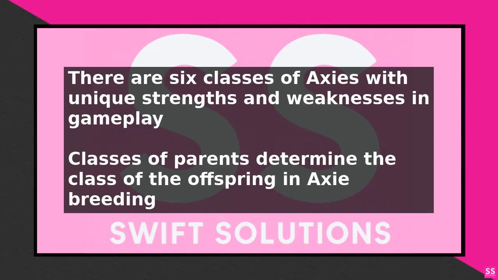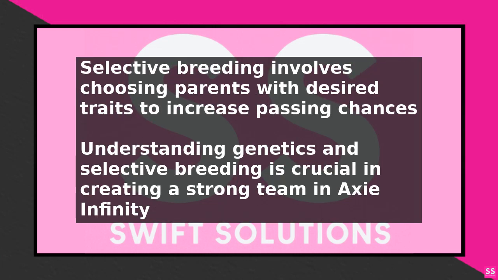To increase the chances of getting a desired trait, players can use a process called selective breeding. Selective breeding involves choosing parents with the desired traits and breeding them to increase the chances of passing those traits to the offspring. This process requires careful planning and a deep understanding of the genetics system.